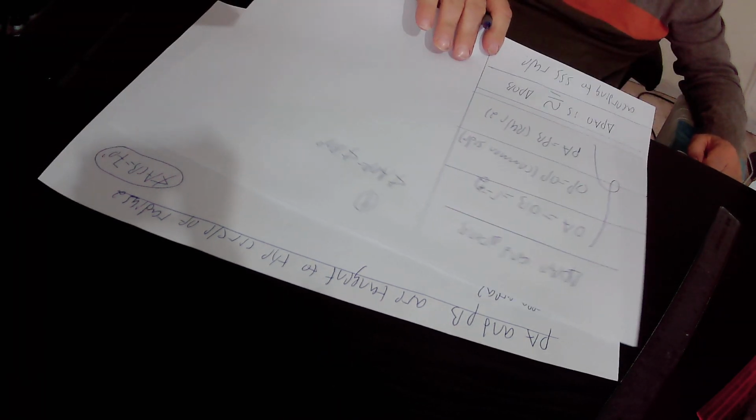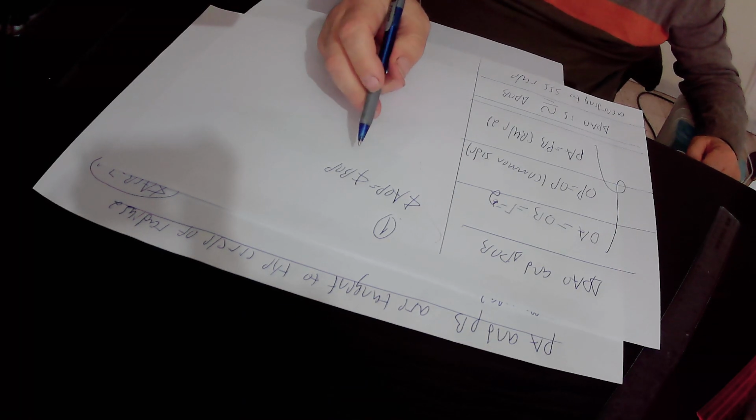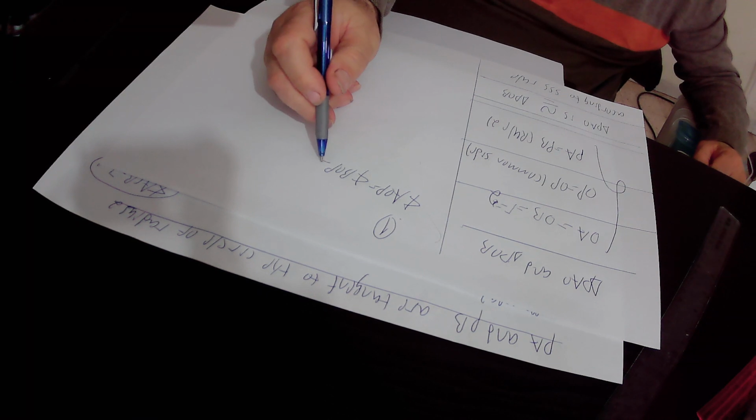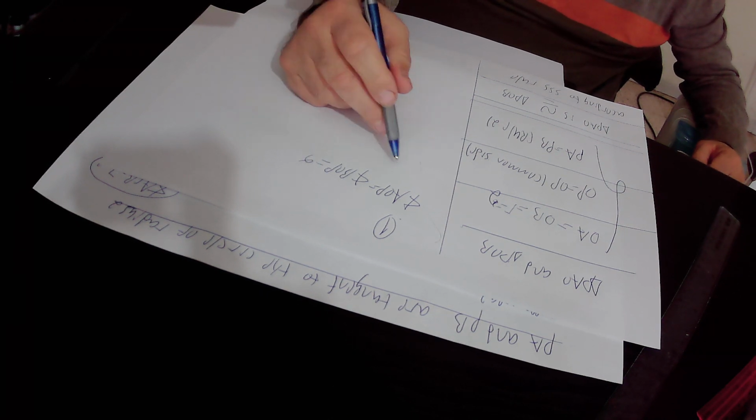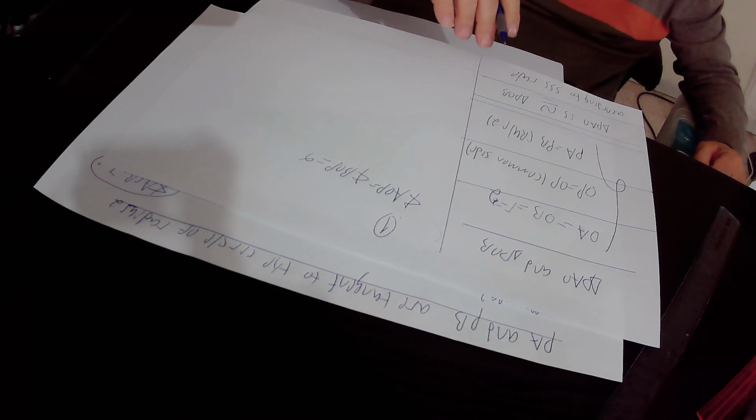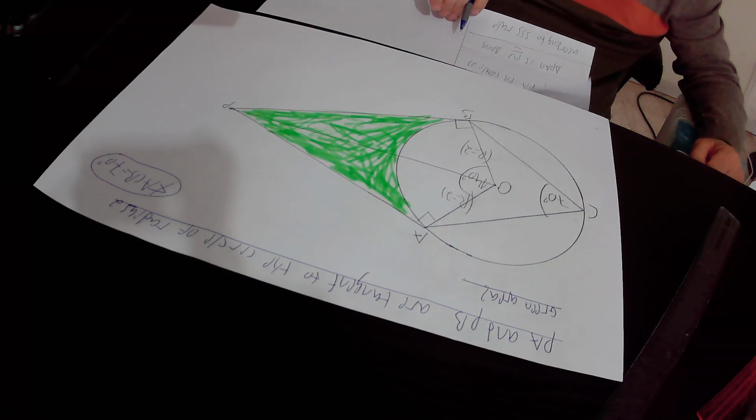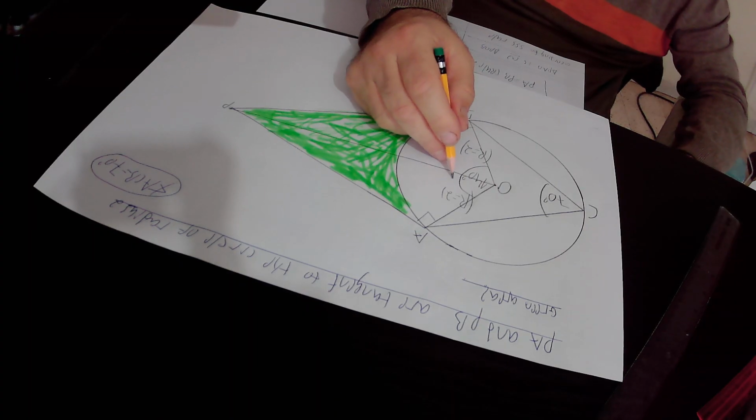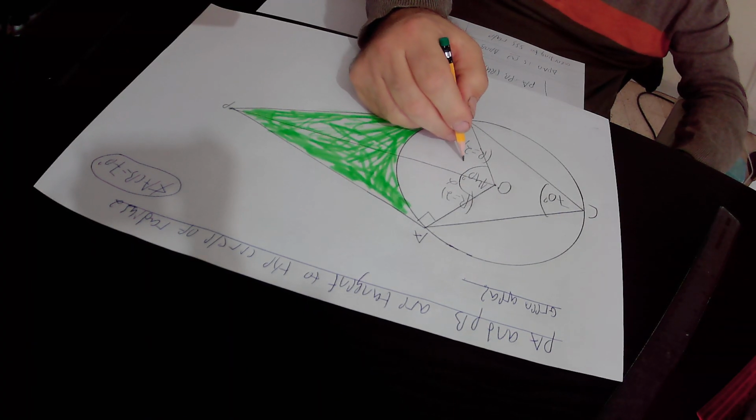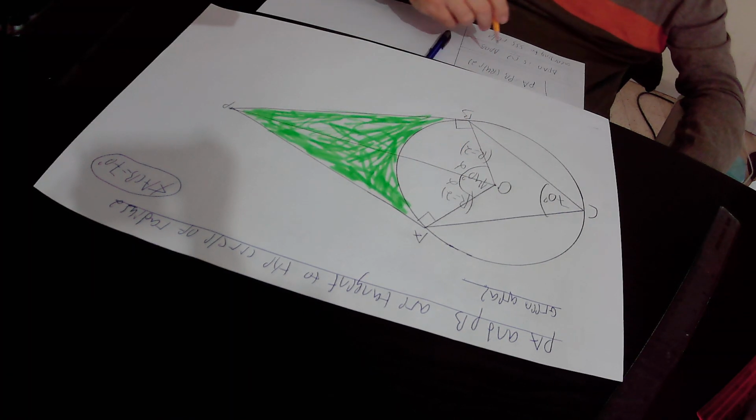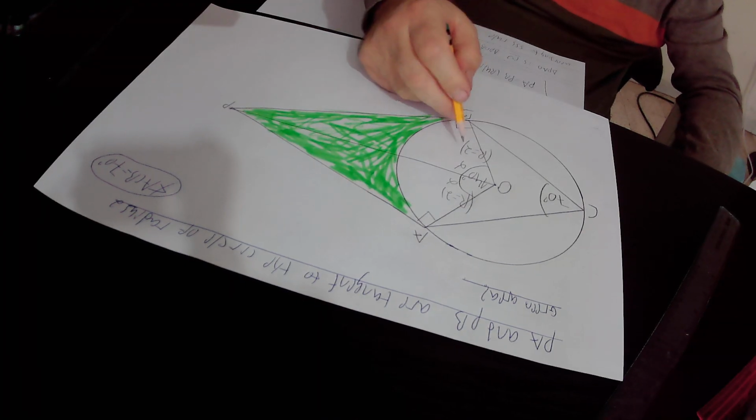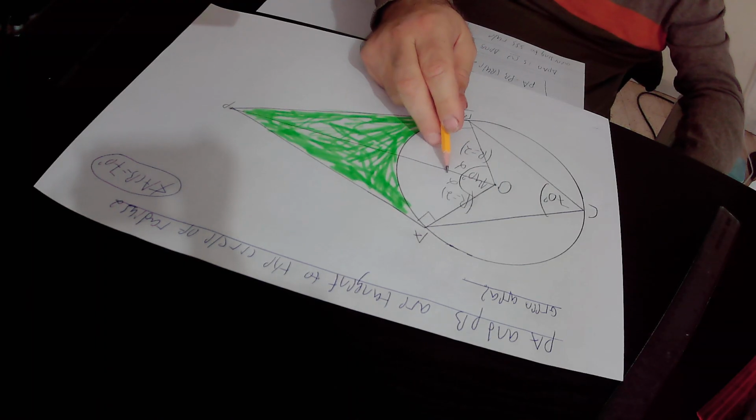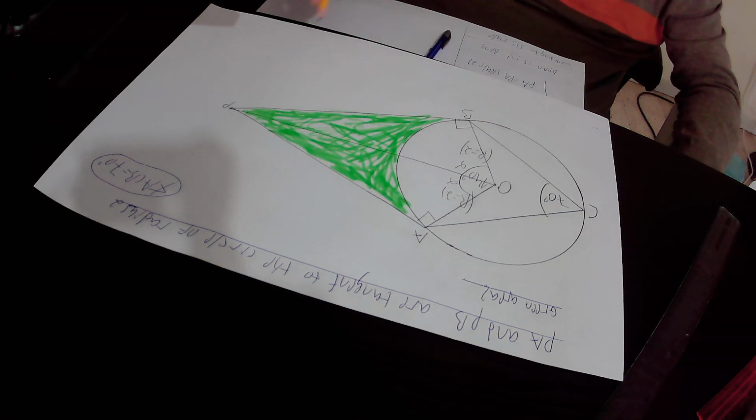Again, we found out that angle AOP equals angle BOP. So if we define one of those two angles as alpha, then the other angle must also be equal to alpha because they are equal to each other. So alpha plus alpha equals 140 degrees.